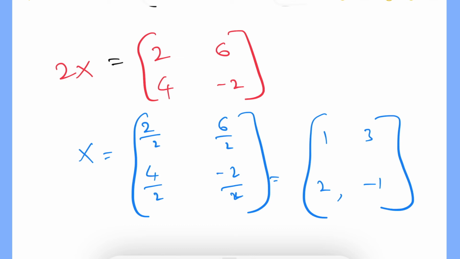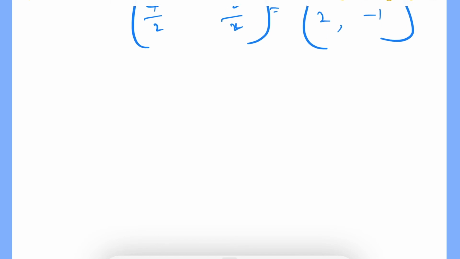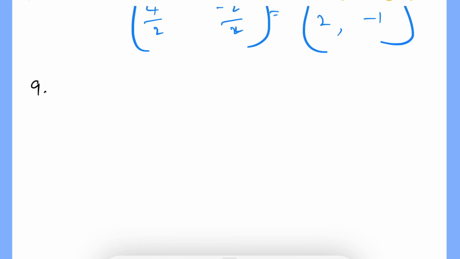Next, problem number 9. In problem 9, he has given September sales as well as October sales. September sales are given as 1000, 2000, 3000, 5000, 3000, 1000.